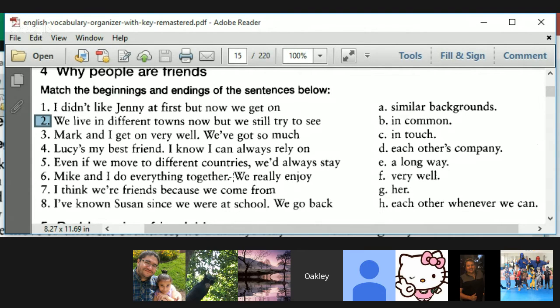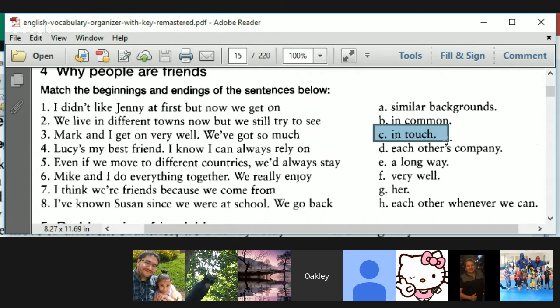Heidi, number 2, please. We live in different towns now, but we still try to see each other whenever we can. Okay. See each other whenever we can. All right. Well, that's pretty straightforward. I know there's going to be somewhere, because I see the endings.